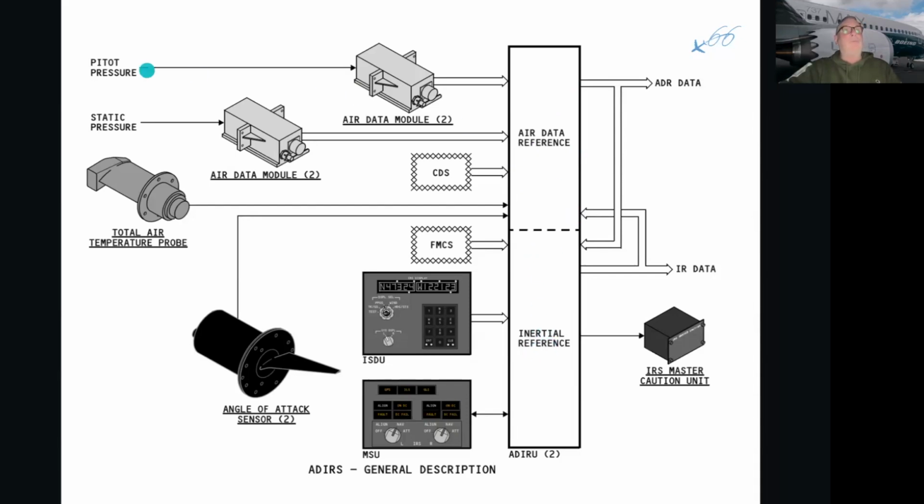We have all the pure analog signals, pitot pressure, static pressures, total air temperatures, angle of attack information, so angular displacement of the aircraft, so to speak, going into these ADIRS, and coming out of the ADIRS are the ADR data, and the IR data will then go to the do everything boxes and then be displayed onto the different displays that require it.